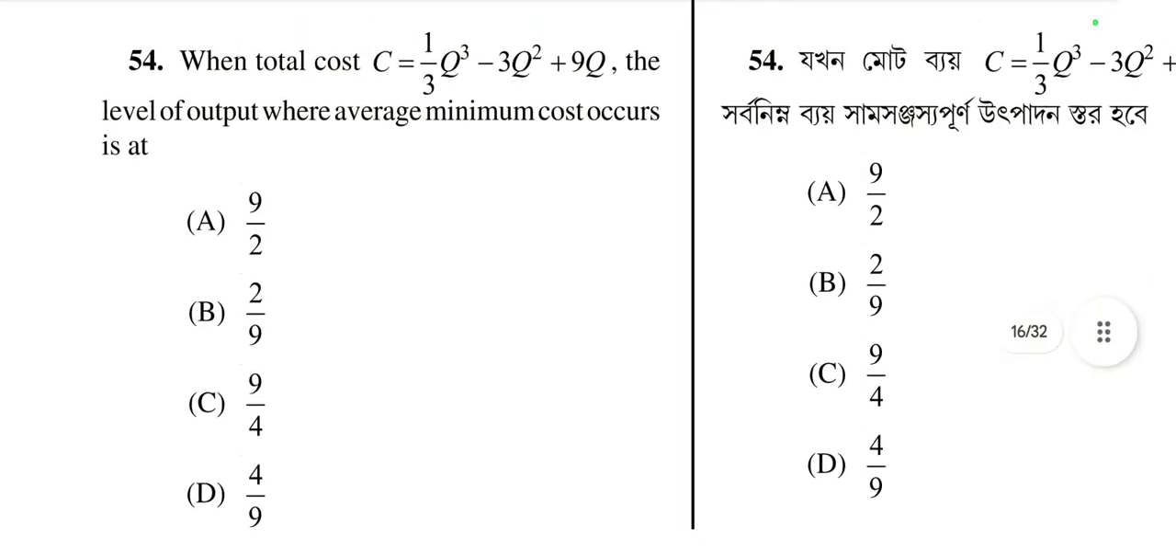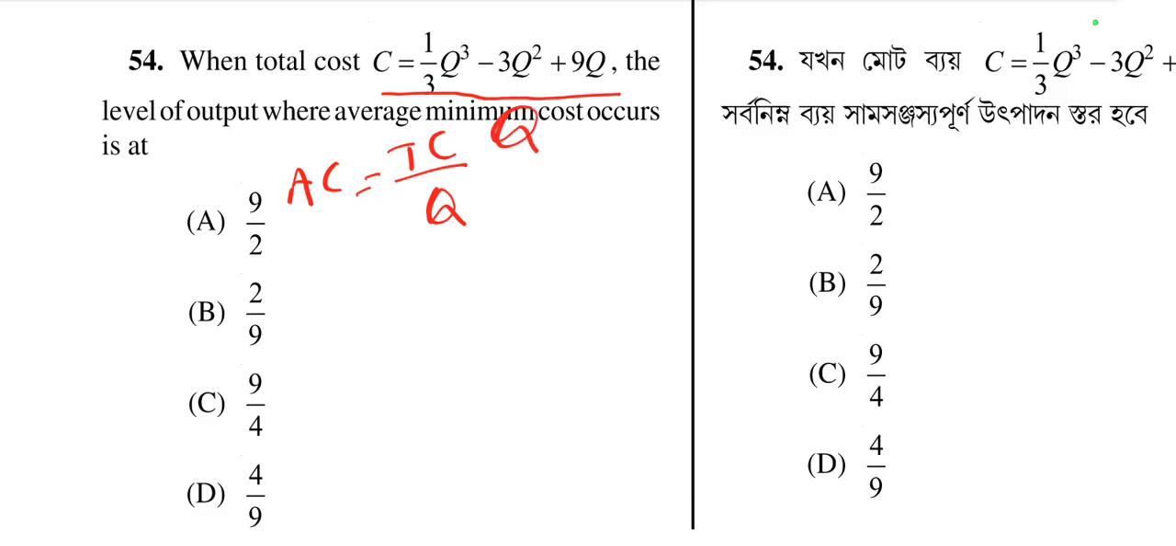Then come to question number 54. When total cost is equal to this, the level of output where the average cost is minimum occurs at? To find the level of output where the average cost is minimized, we need to find the output level that minimizes the average cost. Given the total cost function is equal to this, we calculate the average cost from this total cost. So AC is equal to TC by Q, total cost by Q.